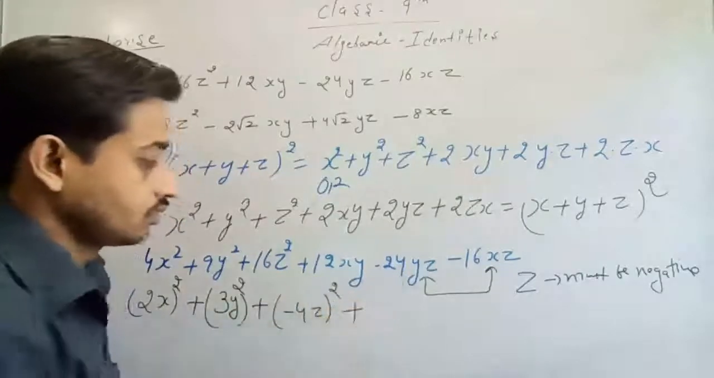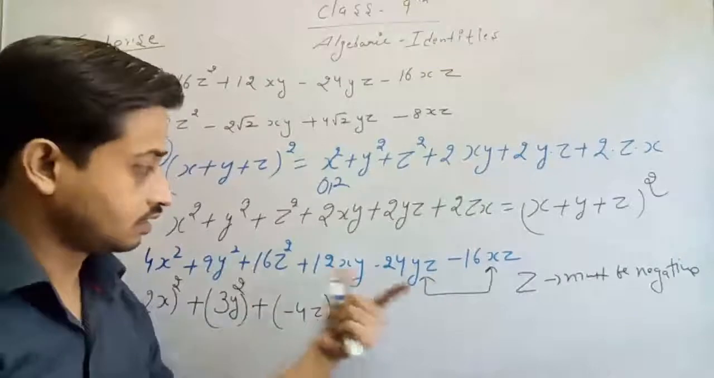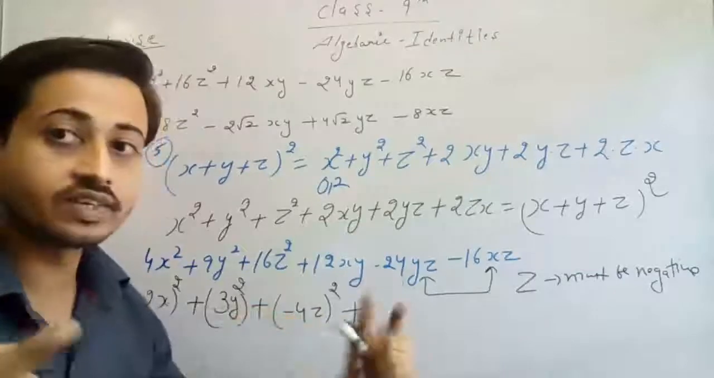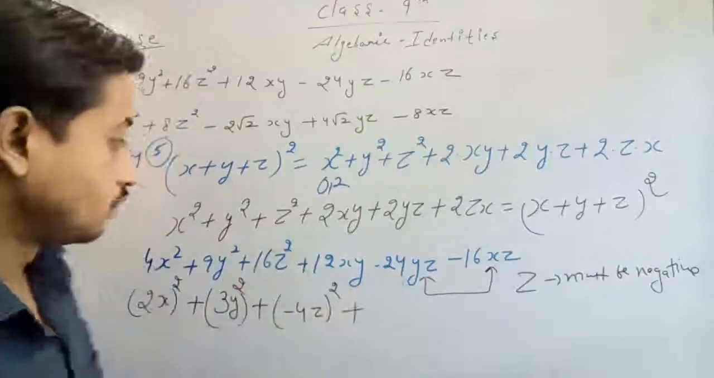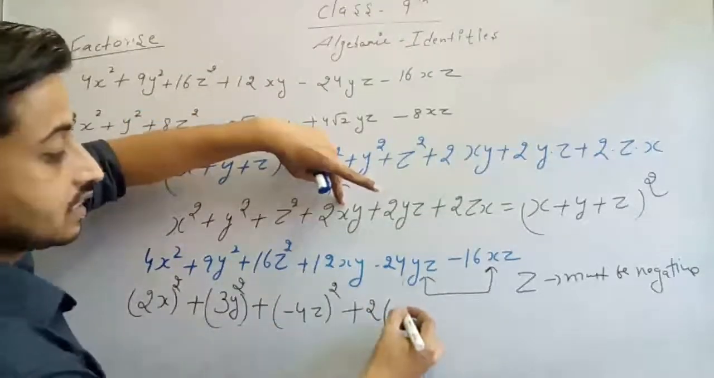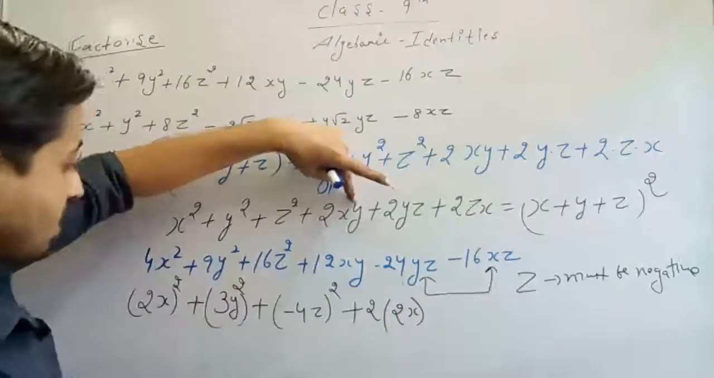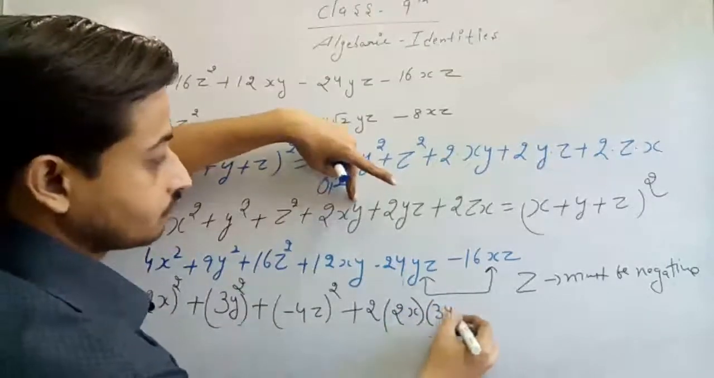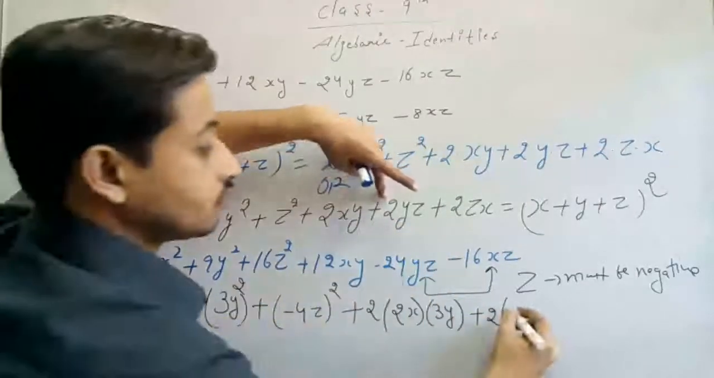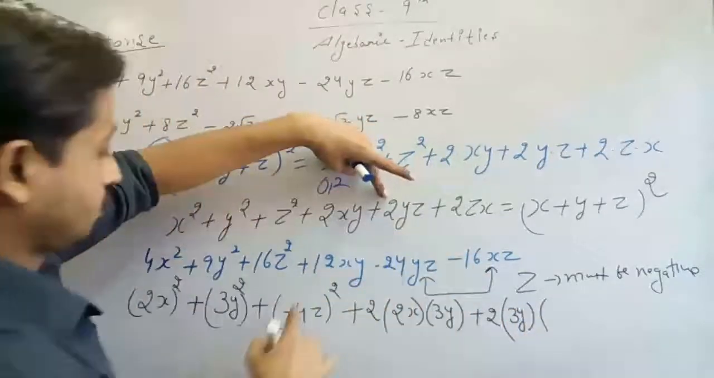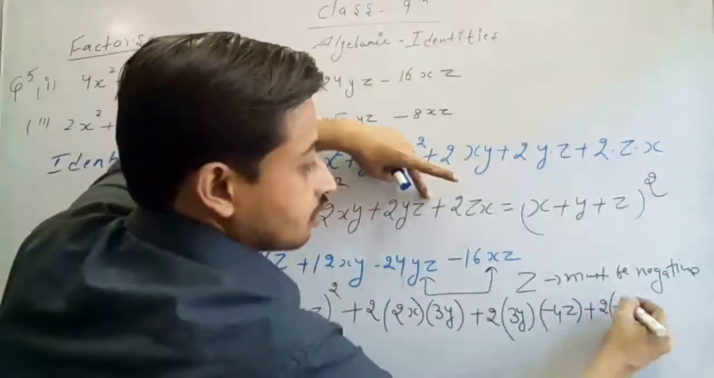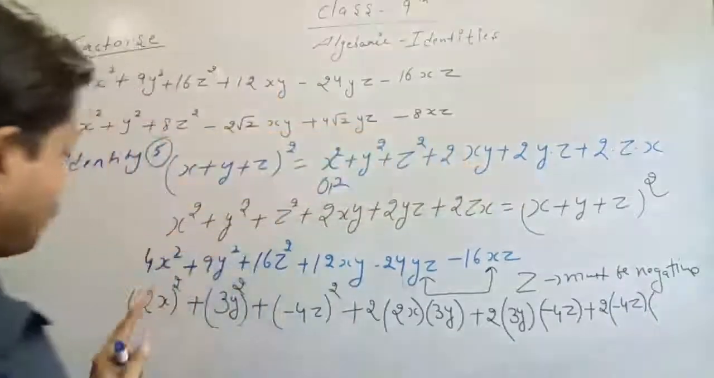Now do it according to the identity and check whether we get the desired question or not. Please check it. Now what we have to do? 2 multiply x. In this case x is 2x. y is, in this case, 3y. Now plus 2 into y, y is 3y, and z is minus 4z. Plus 2 into z, z is minus 4z, and x is 2x.